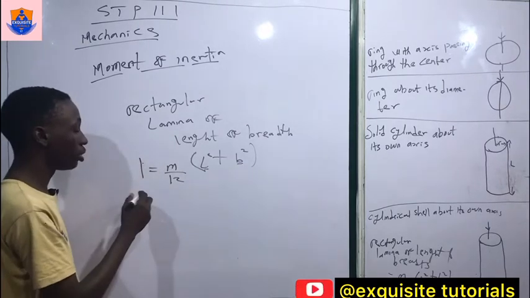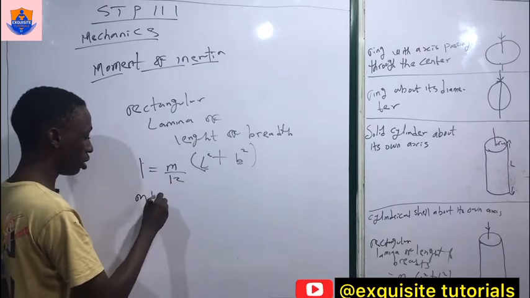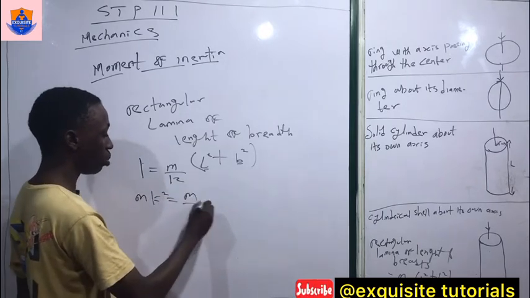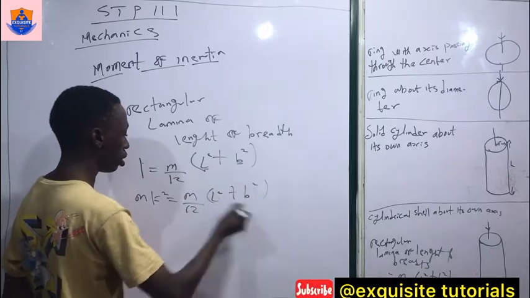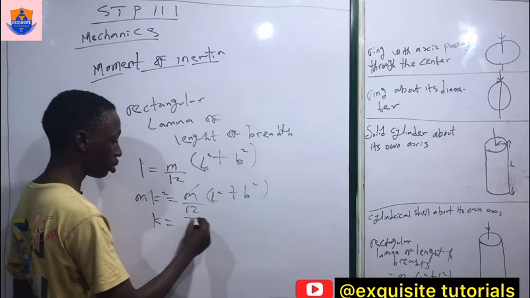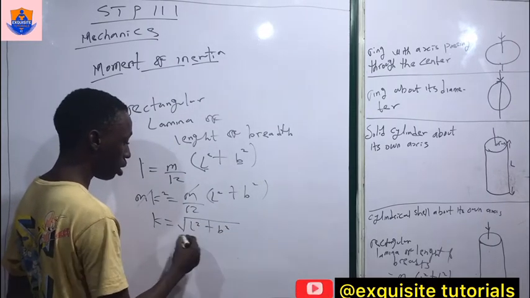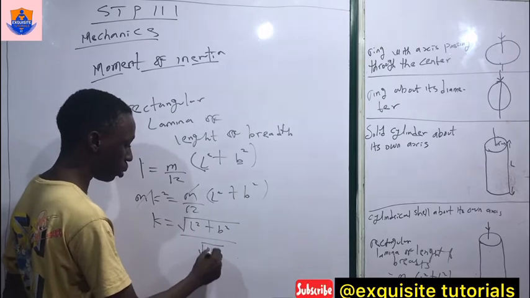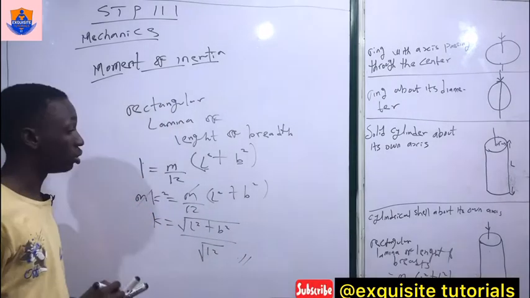So the radius of gyration will be given as M K squared is equal to M over 12 times L squared plus B squared. M cancels M. K is equal to the square root of L squared plus B squared all over root 12. That will be the formula for the radius of gyration.